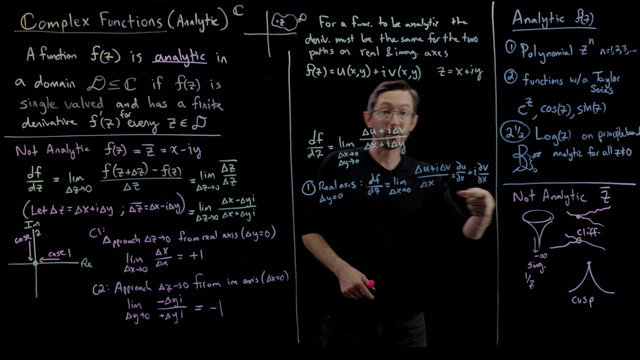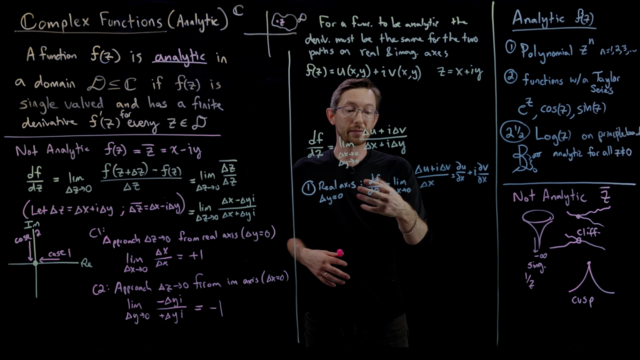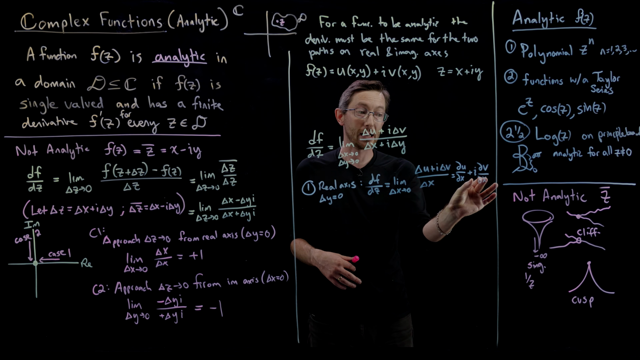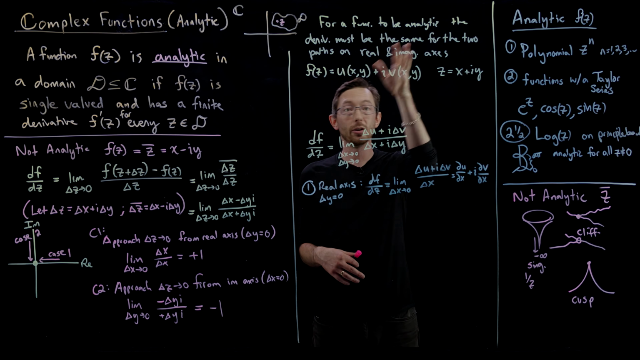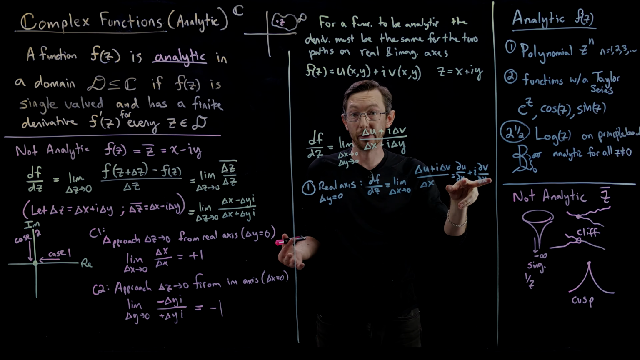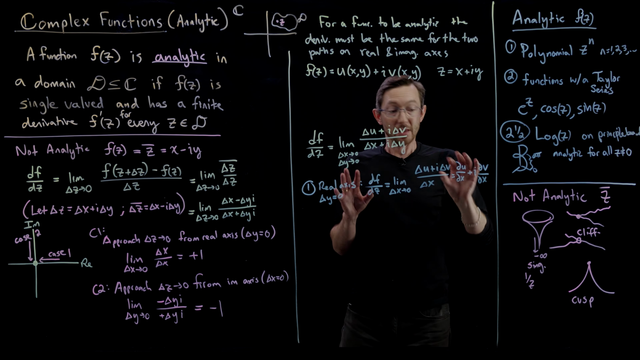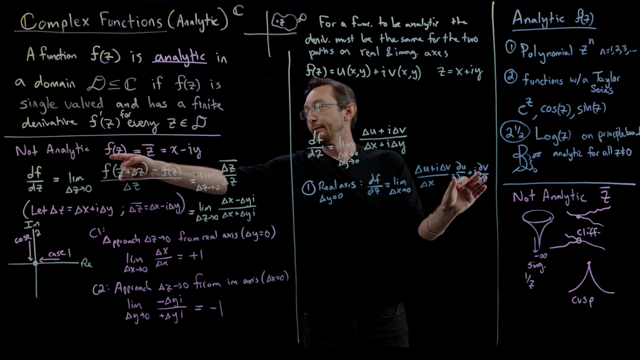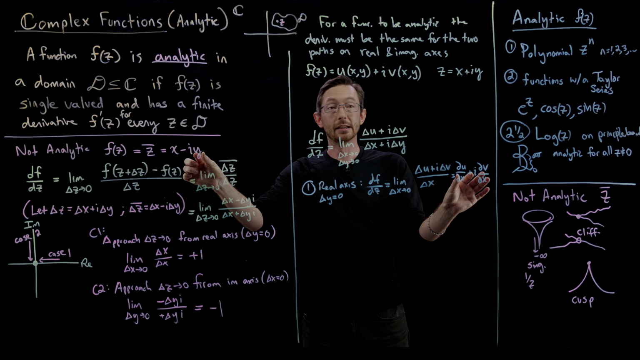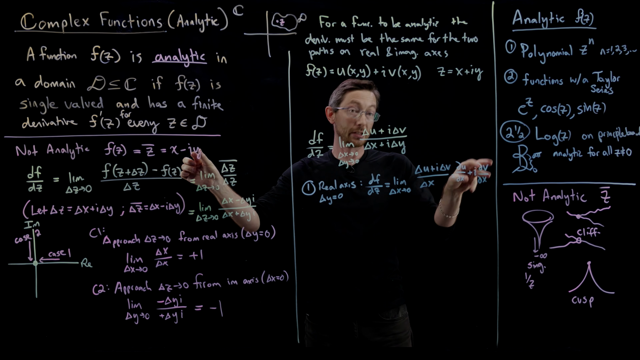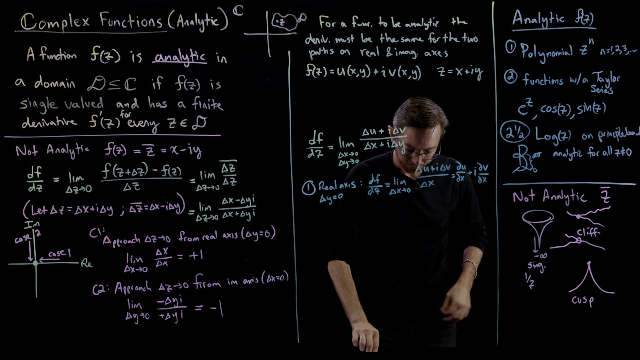So if I take the derivative on the real axis of this function, I get partial u partial x plus i partial v partial x, for whatever u and v happen to be. This is going to be what that derivative is. In fact, you can verify, here for f of z, u is x and v is minus y. And so you can actually compute what these are, if you like.